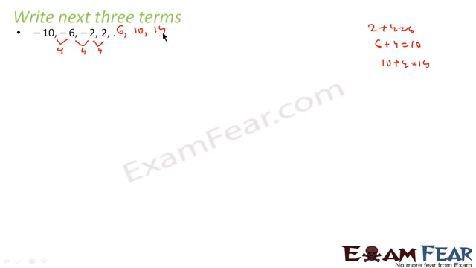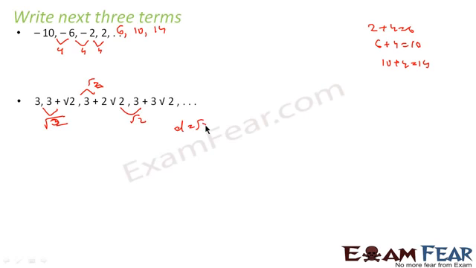Let's take one more example. Here the series is 3 plus root 2, 3 plus 2 root 2, 3 plus 3 root 2. We find the difference between 3 plus root 2 and 3, the difference is root 2. 3 plus 2 root 2 minus 3 plus root 2, the difference is root 2 again. Here also the difference is root 2, because 3 plus 3 root 2 minus 3 plus 2 root 2 is root 2. So the difference is root 2, and thus it is an AP.